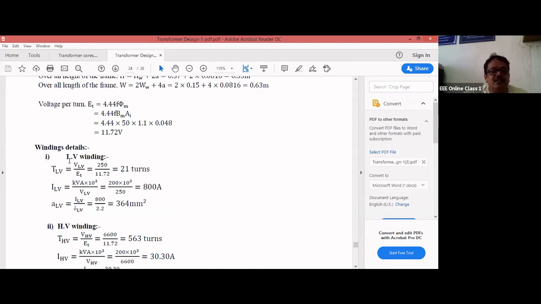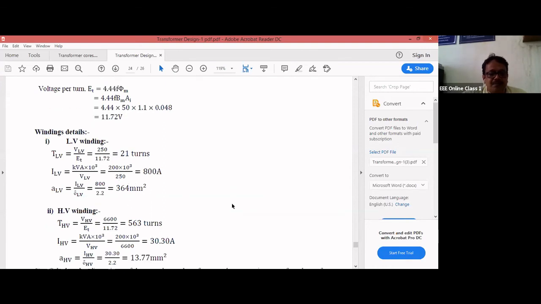Once you got voltage per turn, as usual, you can calculate the winding details. For the low voltage winding, number of turns, low voltage, LV, is nothing but your secondary winding. Okay, 250 divided by 11.51 turns. Likewise, you calculate the low voltage current, 800 amperes, and calculate the cross section of the low voltage winding, your secondary winding, ILV by delta, what you get? 364 mm square. This cross section, keep it in mm square itself. If they give mm square, keep it in mm square. If they give centimeter square, keep it in centimeter square.